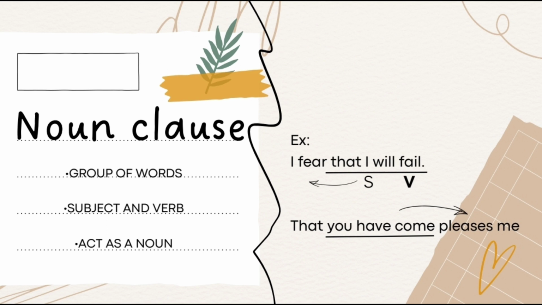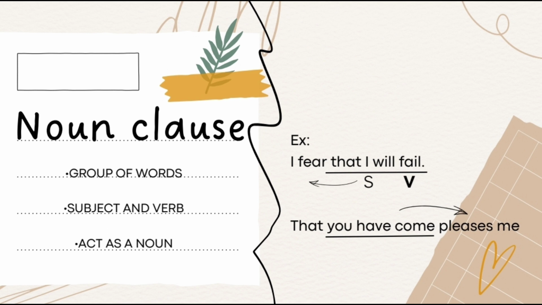Let's discuss first the noun clause. A noun clause is a group of words having a subject and verb of its own, and it acts as a noun in the sentence. For example, I fear that I will fail. Here, that I will fail is a clause, as it is a group of words having a subject and verb, and the whole clause is acting as an object of the word fear. So, it's a noun clause.